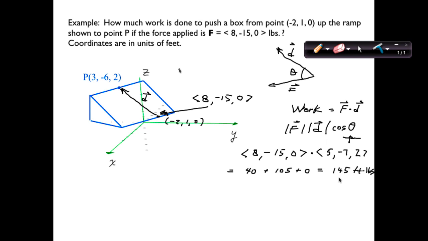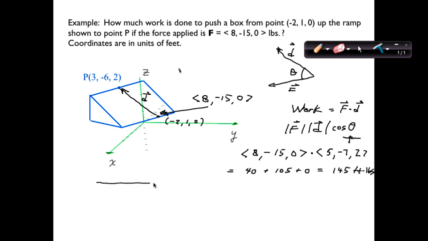Which is the exact same number I would have gotten if somehow I had the angle and did the magnitudes and did this formula. Okay, does it make sense? Choose the most efficient way of computing the dot product. Okay, well, now that being said, what about finding the angle?